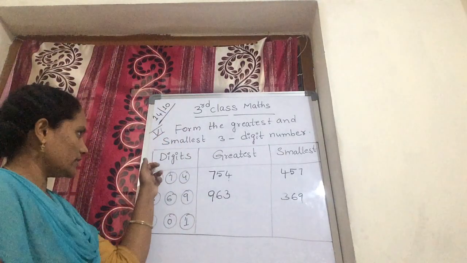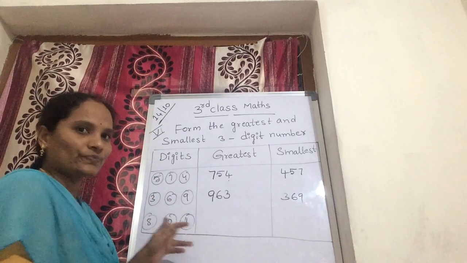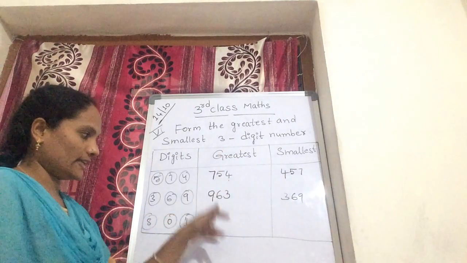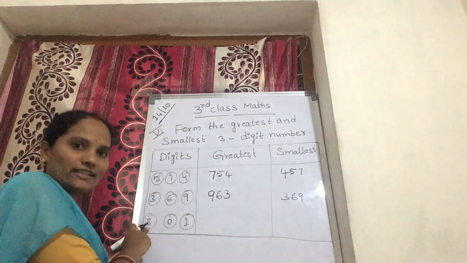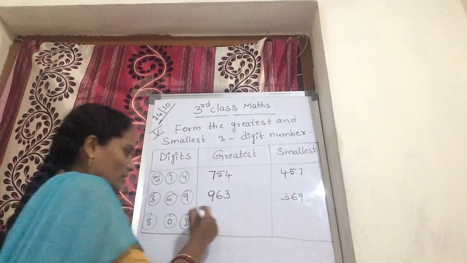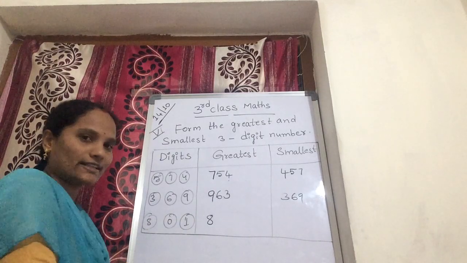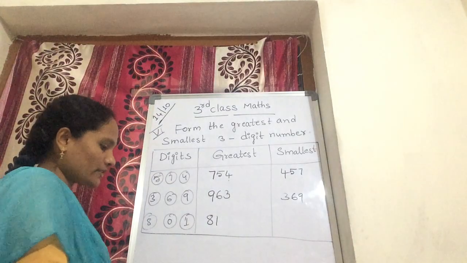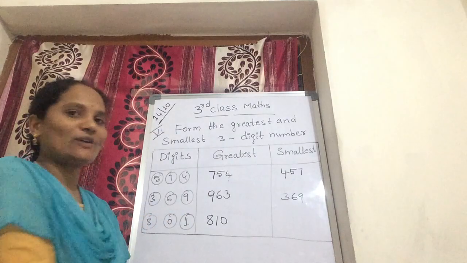Next, the given digits are 8, 0 and 1. You need the greatest one. Okay. Write first the greatest one. What is it? 8. You should write 8 first. Then next, 1 or 0? The greater is 1. Next you should write 1. Next, Amma, 0.